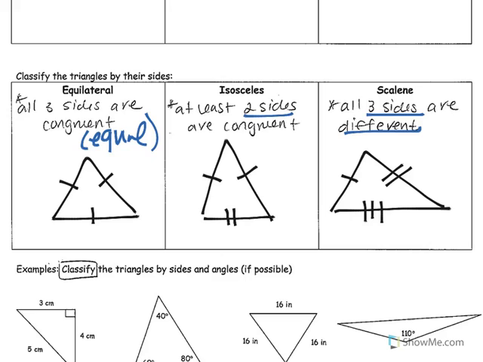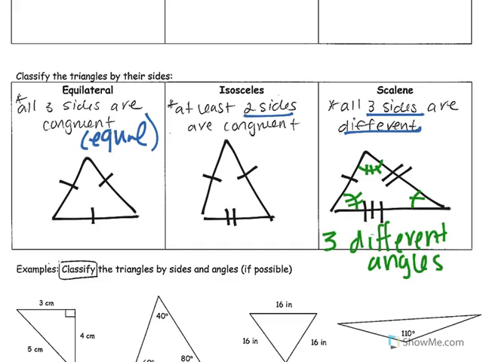Okay? Now let's go back to what I was saying about the angles. So last class we learned that the largest side is across from the largest angle. Well, when I'm looking at this scalene triangle over here, right? If all three sides are different, I'm going to be able to tell you which side's the smallest, which side's the middle, and which side is the largest. So that means that all three angles are going to be different as well. So a scalene triangle has three different sides, but also has three different angles.